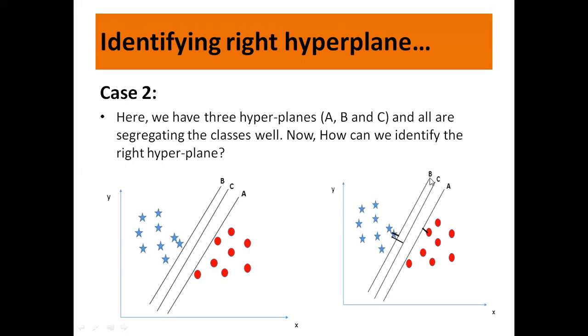If I select B, what is the margin here? The margin is 2 less. If I select A, the margin is 2 less here, right? But if I select C, it has optimum margin on both sides. So the correct hyperplane to select to classify this data will be hyperplane C.